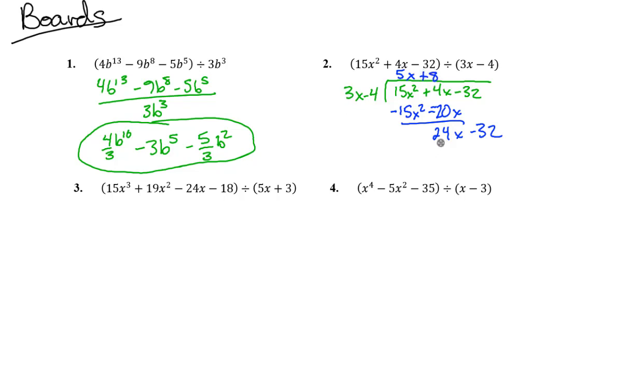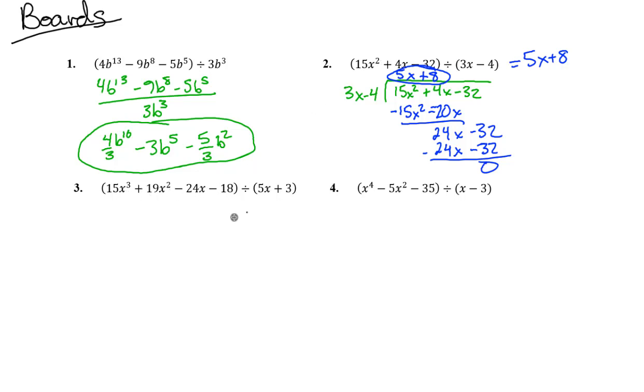3x goes into 24x 8 times, plus 8. So 8 times 3x is 24x. 8 times negative 4 is a negative 32. Subtract, and we get 0. Turns out to equal exactly 5x plus 8. And you could actually check that. Take 5x plus 8 times 3x minus 4, and you better get the larger trinomial back.